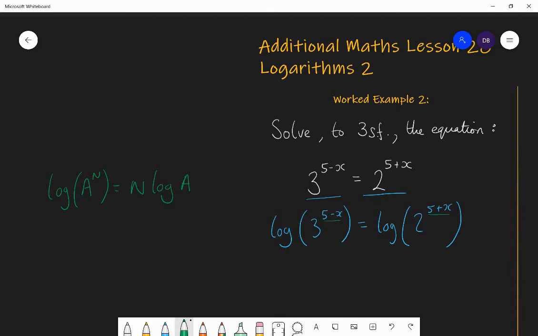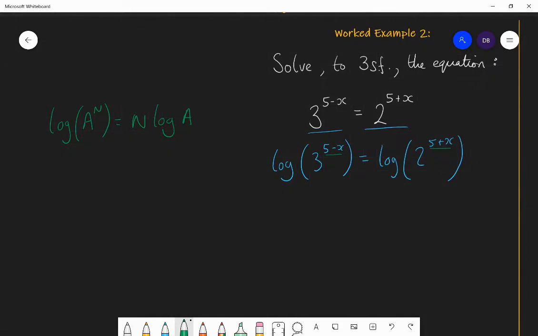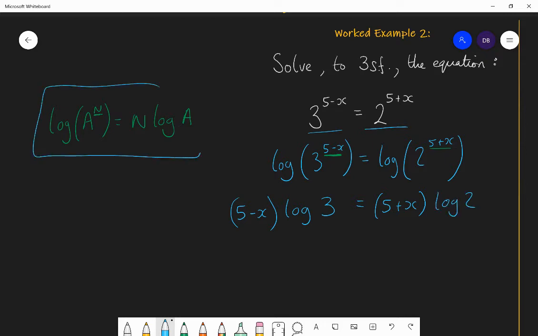So how does that look on this one? Well, our n in this logarithm is 5 minus x. So removing it outside, it becomes 5 minus x multiplied by the log of 3. And on the right side of the equation, 5 plus x is my exponent, so it's 5 plus x multiplied by log of 2. So I've just applied this log law, rewriting the logarithms as I've done.